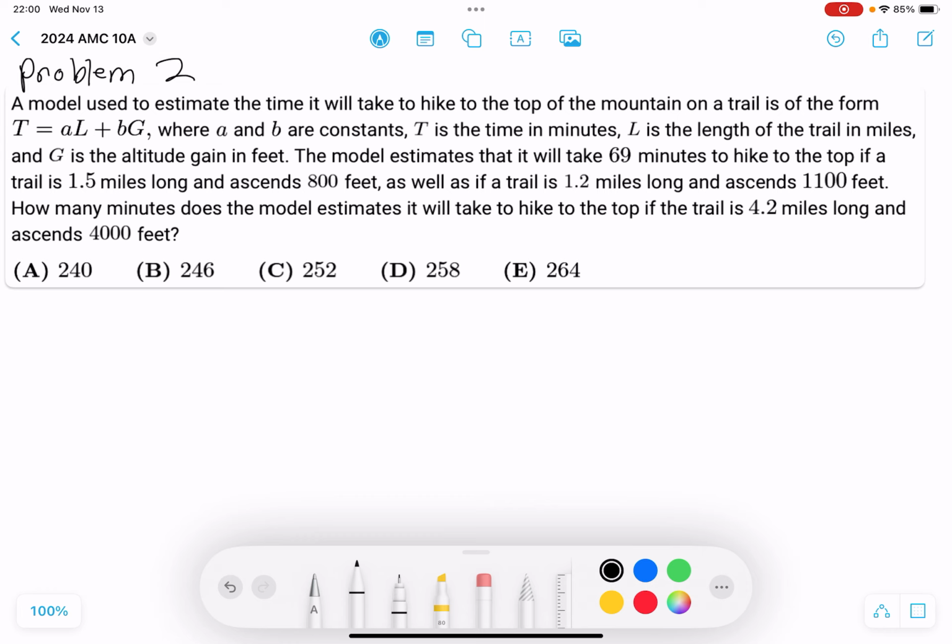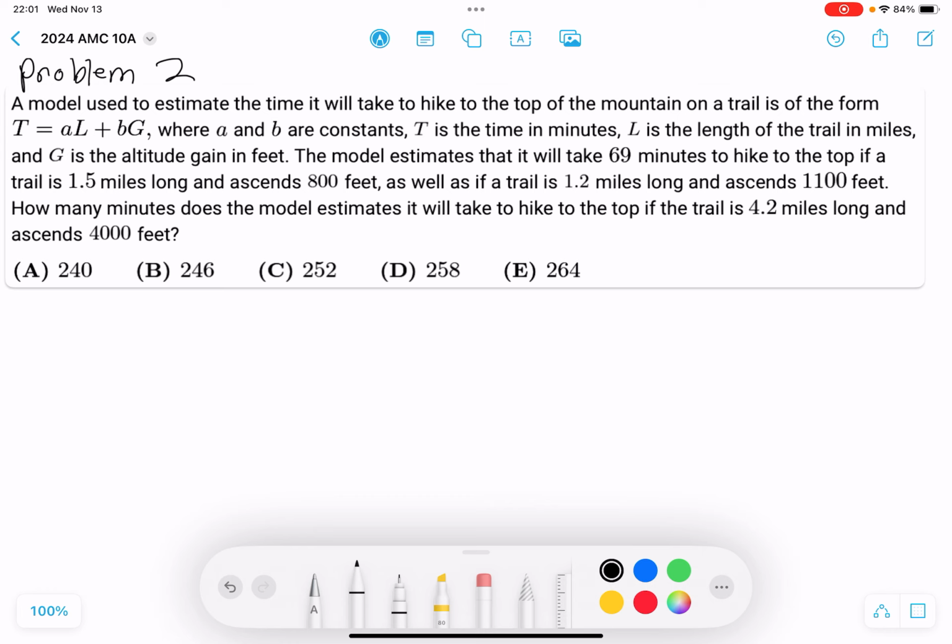The model estimates that it will take 69 minutes to hike to the top if a trail is 1.5 miles long and ascends 800 feet, as well as if the trail is 1.2 miles long and ascends 1,100 feet. How many minutes does the model estimate it will take to hike to the top if the trail is 4.2 miles long and ascends 4,000 feet?